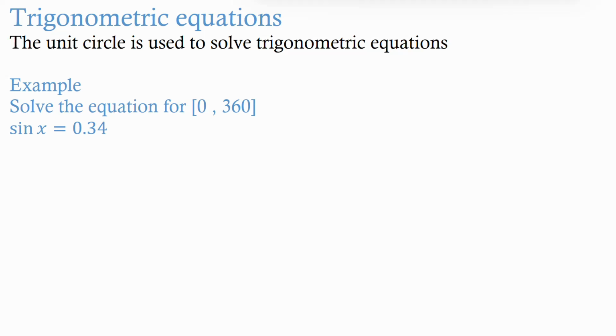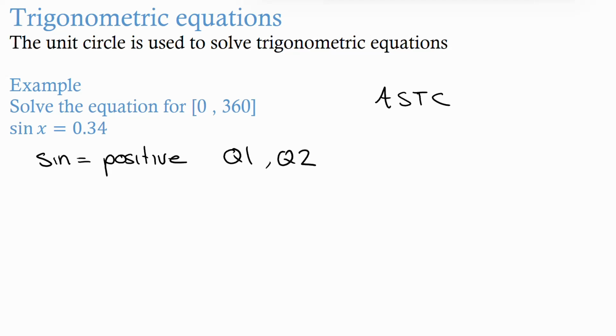Now, we have sine x equals 0.34. The first thing we need to take note of is that it equals a positive number. So sine equals positive. Now, if you remember your unit circle, all stations to central, so sine is positive in quadrant 1 and quadrant 2. So sine's positive here and here, in "all" and in "sine".